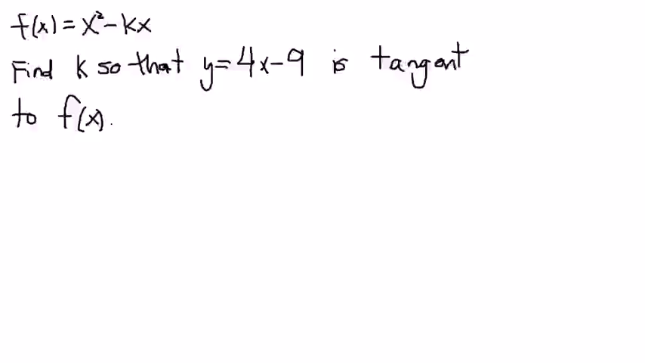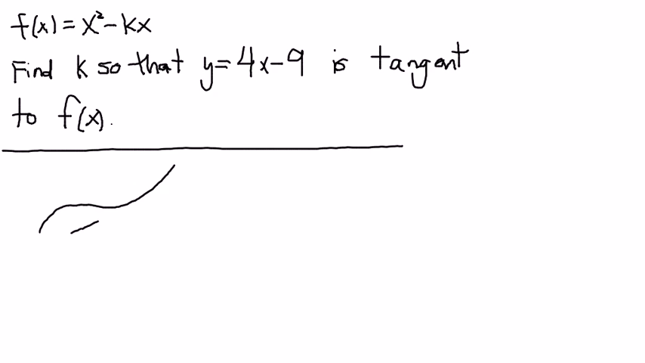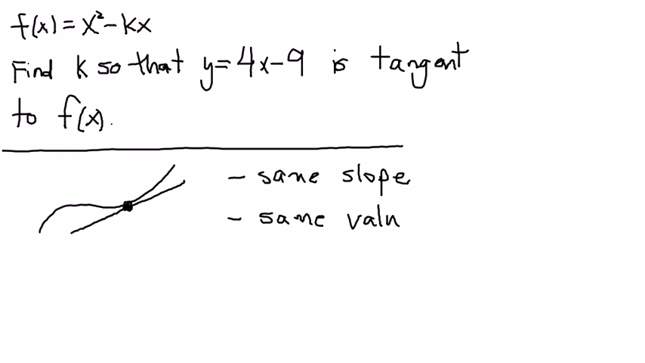basically that the tangent line shares two things with the original function. It shares the slope with the original function, and it shares a point with the original function. So I'm sure you've seen this picture about 100 times. The tangent line has the same slope, and it has the same value as f. We're going to have to use both of these to solve this problem.